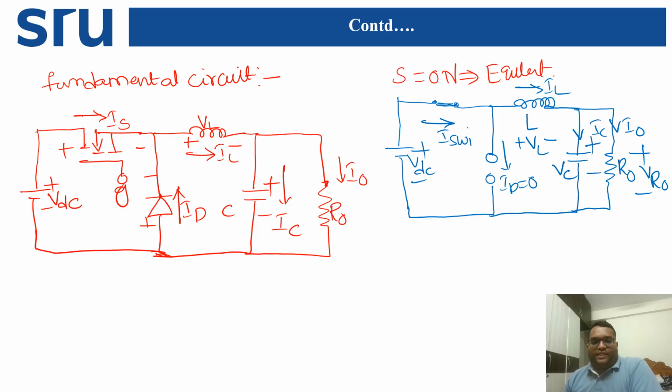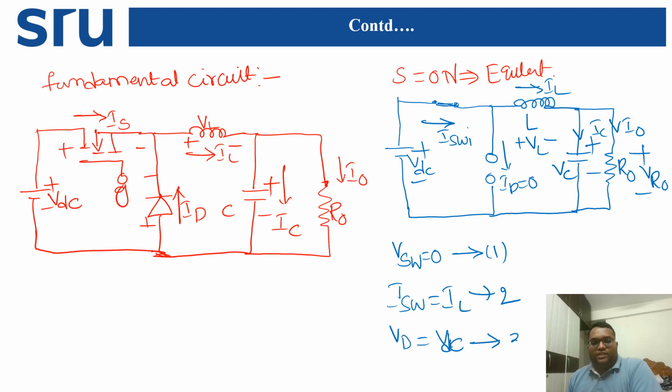Now from this equivalent circuit, we have to write some conditions. First, short circuit means ID is equal to 0. That is equation number 1. Then I switch is equal to IL. That is equation number 2. Next, VD is equal to VDC, the input voltage. That is equation number 3.